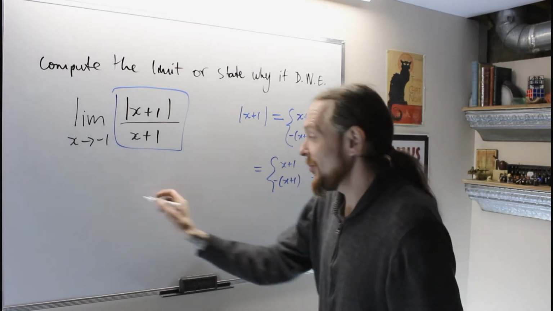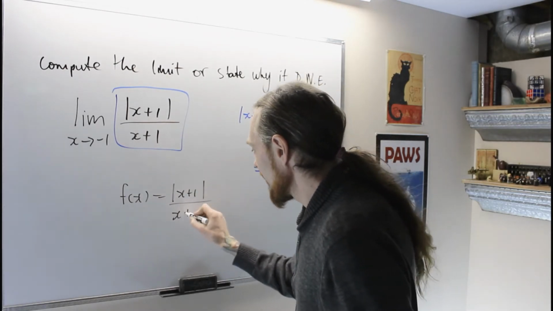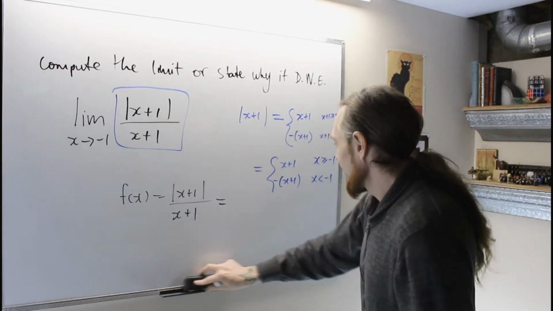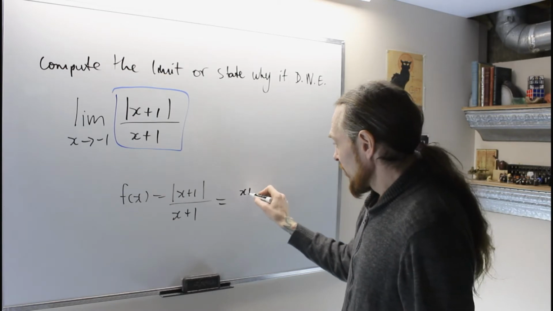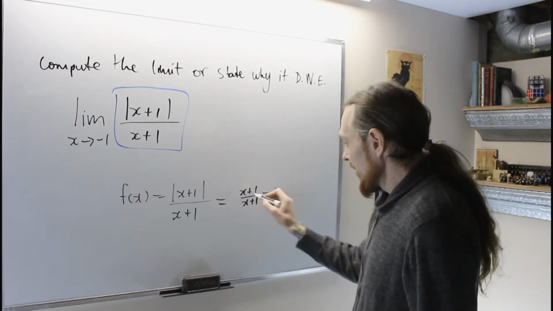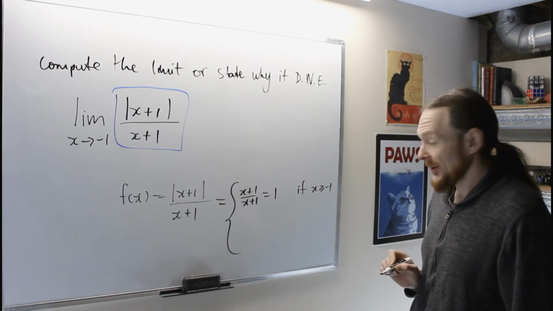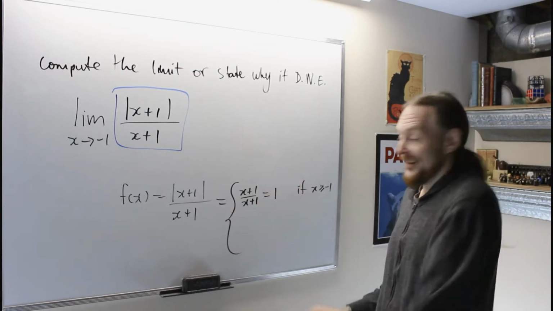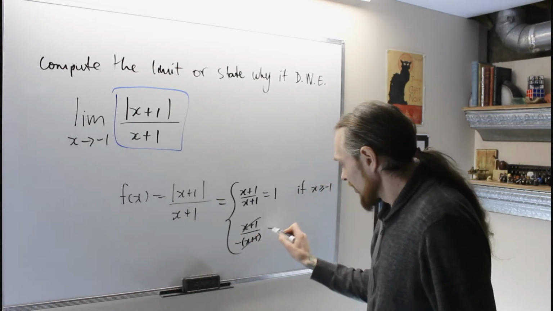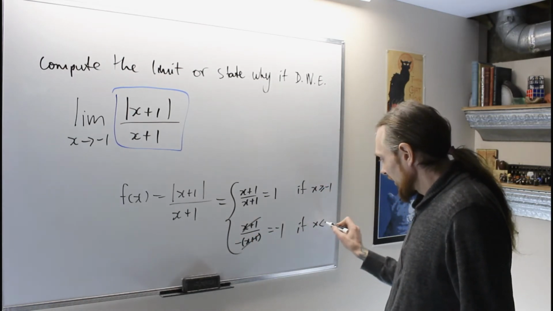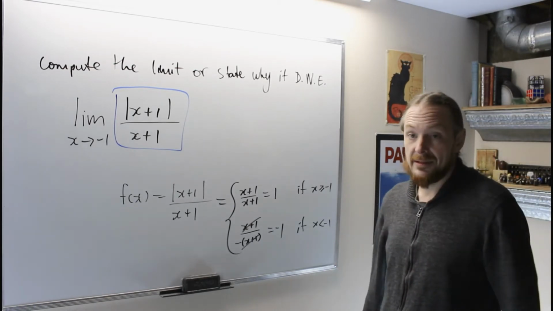So now what is this if f of x is the absolute value of x plus 1 over x plus 1? By looking at this definition, this is equal to x plus 1 over x plus 1, which is 1, if x is greater than or equal to -1. So it's just a constant function, 1. And this will equal x plus 1 over -(x plus 1), which will equal -1 if x is strictly less than -1.